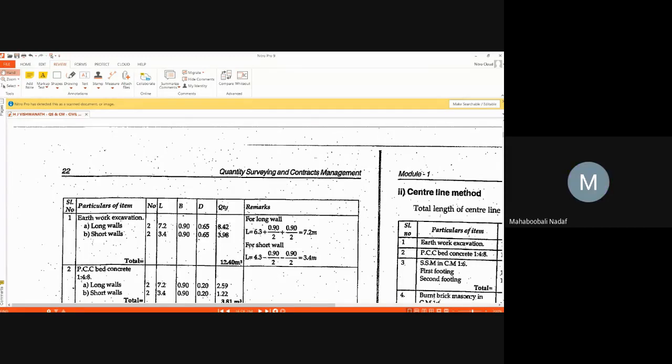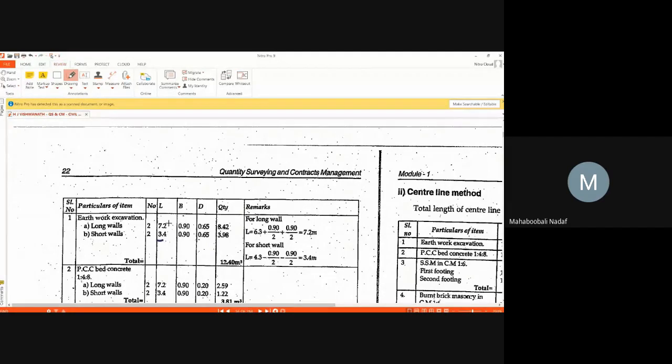Okay. So here, the length after this addition is 6.3 plus 0.9 by 2, that is B by 2, plus again 0.9 by 2, which will give you 7.2. This 7.2 is the long wall distance after correction, and you should enter it here. Similarly, the short wall length after deduction of B by 2, you should write it here. Is this point clear? Yes, sir.